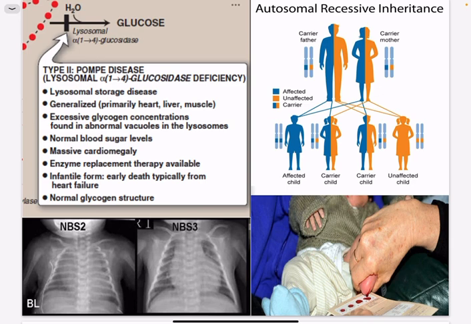This is an autosomal disorder, meaning there must be two defective genes, from maternal and paternal origin, affecting the individual.